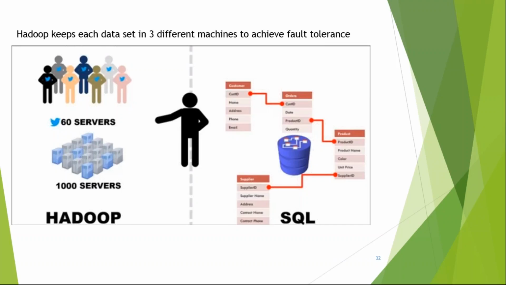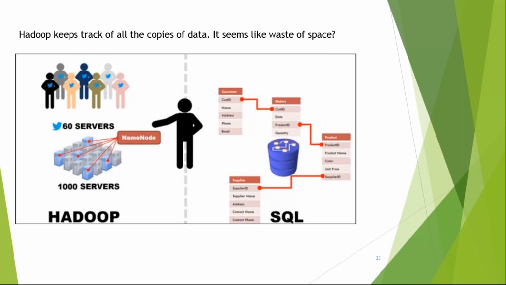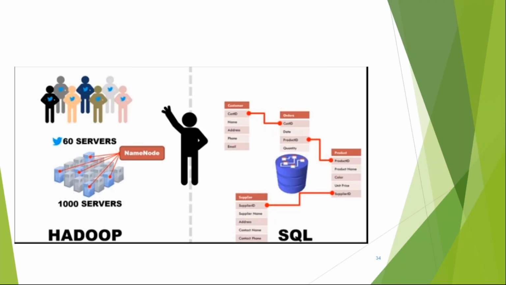So let's assume that you have loaded the whole data into 60 servers. So 60 servers means the whole data is across the 60 machines, and the replication factor is also 3. By default, the replication factor is 3. And all that information is maintained by whom? The NameNode. All the metadata information will be maintained by whom? The NameNode. Now, how will the data get processed?